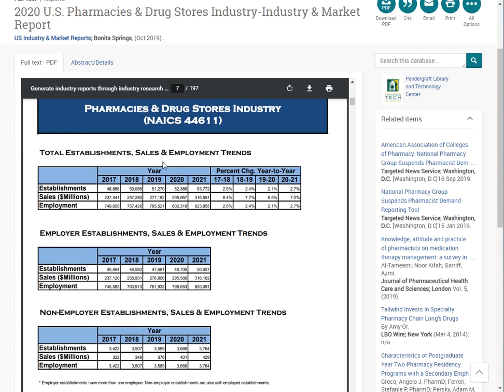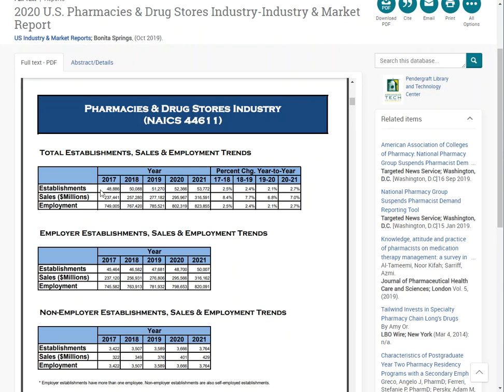So total establishment, sales, employment, and trends. So you have a trend so far. Might be hard for you to see this if you're not looking on a computer, but here's what it does. It shows number of establishments, that is the number of places that are pharmacies or drugstores in this industry, what their sales in millions of dollars is, and how many people they employed. And this is in the US, okay?